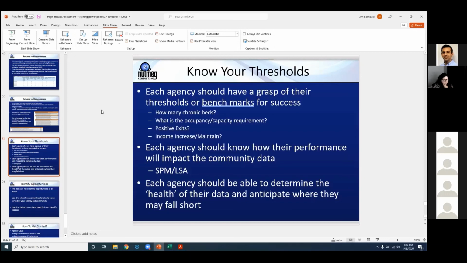Each agency should know their performance, how their performance rather will impact the community's data, and that's everything we talked about today. Each agency should be able to determine the health of their data and anticipate where they may fall short. So when you look at an APR now, you should be able to have a good idea of how your data is going to be judged, to use maybe too strong of a term, but nonetheless, how it's going to be looked at when you submit to HUD, and how your data is going to impact the overall SPM categories and LSA categories that we talked about with the high impact assessments.